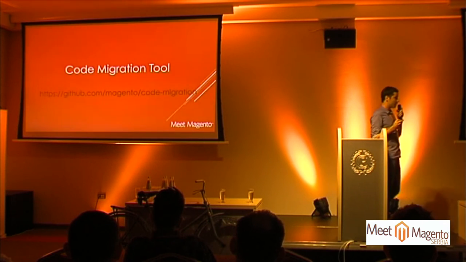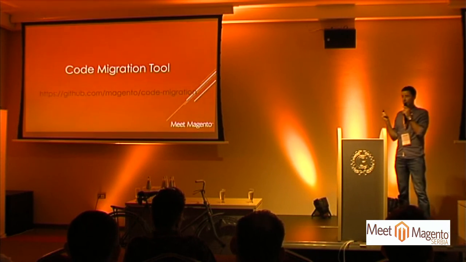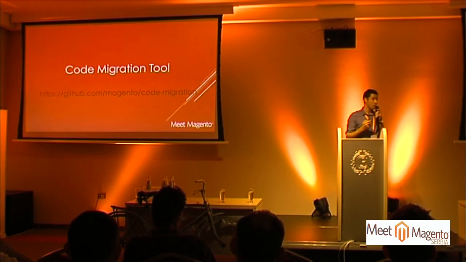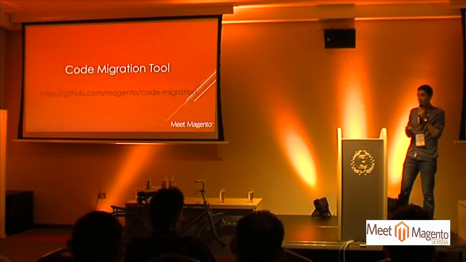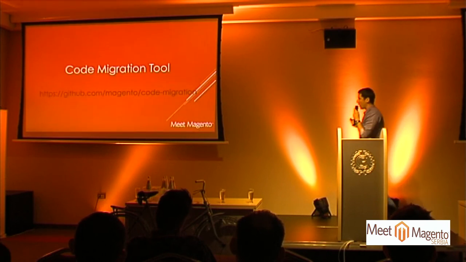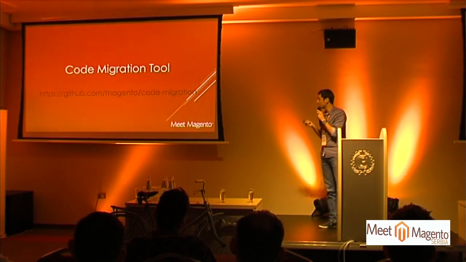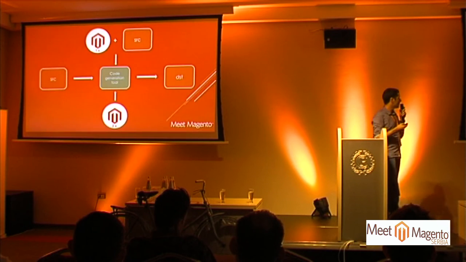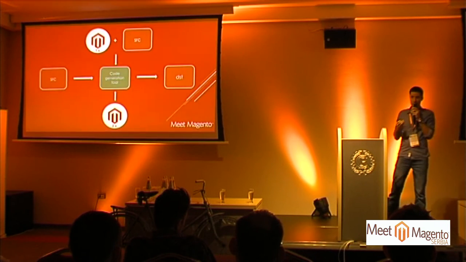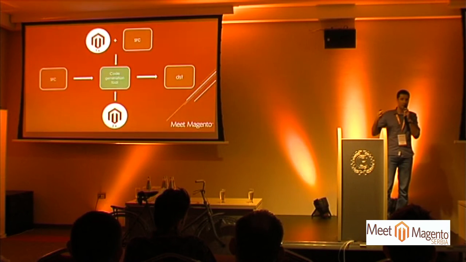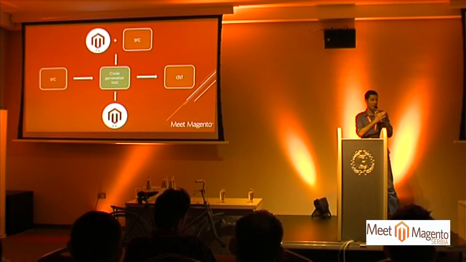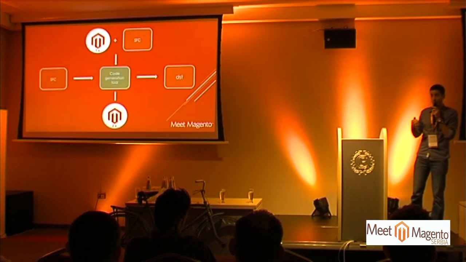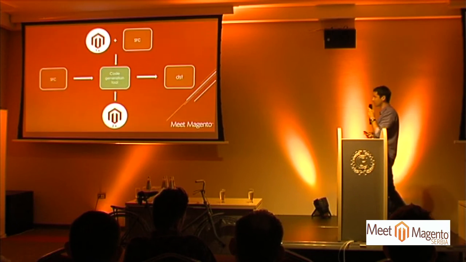Magento has published the official tool for this, which is available on GitHub. It's called Code Migration Tool, and it's a great starting point for converting your extensions. So once you download the tool, you will need to make some preparations in order for this tool to run. What it does is it accepts Magento 1 code as an input, it does its magic, and then it produces the code that should be compatible with Magento 2.